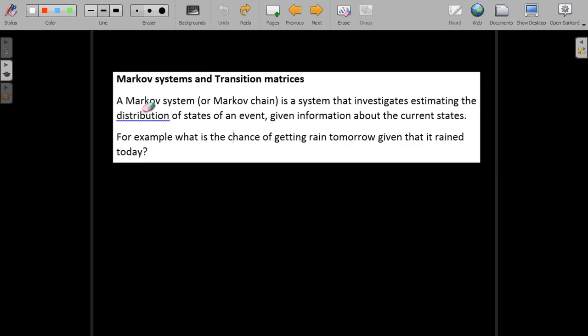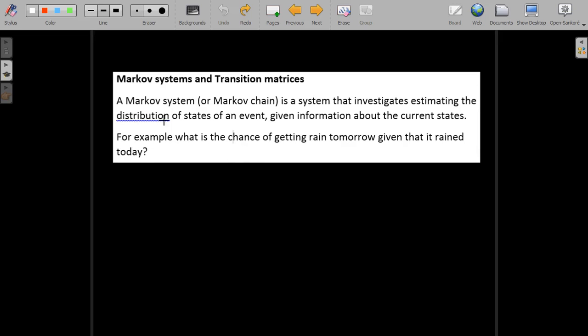The next thing we're going to look at is what's called Markov systems and transition matrices. A Markov system, sometimes referred to as a Markov chain, is a system that investigates estimating the distribution of states of an event given information about the other current states. For example, we're looking at what is the chance of getting rain tomorrow given that it rained today. Let's say it rained today, the chances of it raining tomorrow might be 70%.